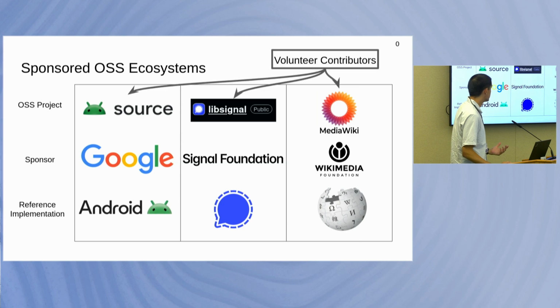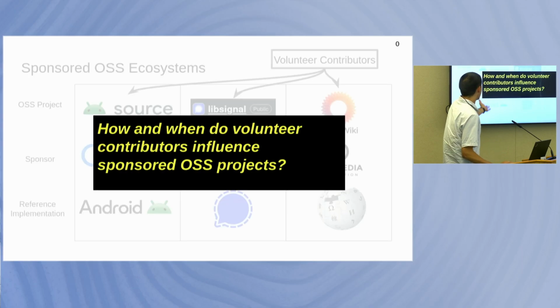So what we're interested in is how volunteer contributors end up contributing and influencing the sponsored library when they're going up against, in air quotes, full-time engineers who are maybe coordinating offline, maybe not, but with a different set of incentives and motivations. So we're interested in how and when volunteer contributors influence these sponsored, hybrid-ish projects.